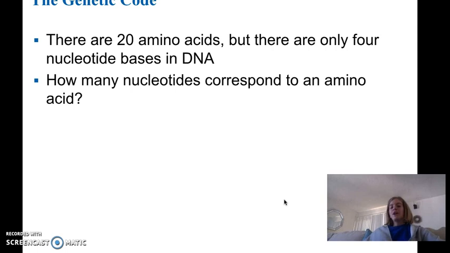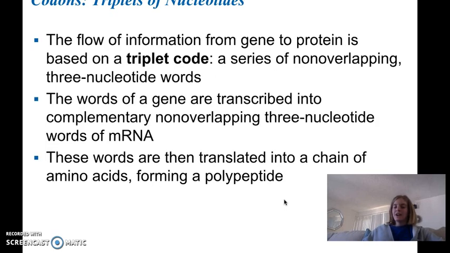Well, there is something known as the genetic code which makes this possible. There are 20 amino acids and only 4 nucleotide bases in DNA. So one question scientists had to answer was how many nucleotides give us one amino acid? They eventually found that this genetic code is a triplet code. You can think of it like a series of non-overlapping words made up of 3 nucleotides apiece, and each of those forms a triplet.